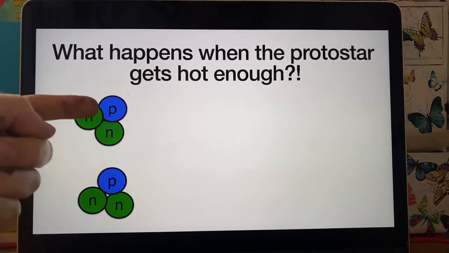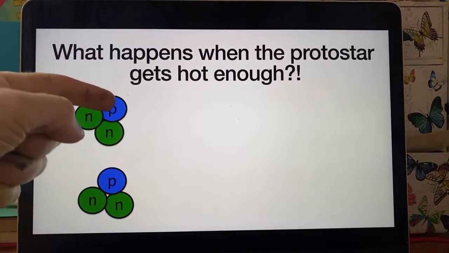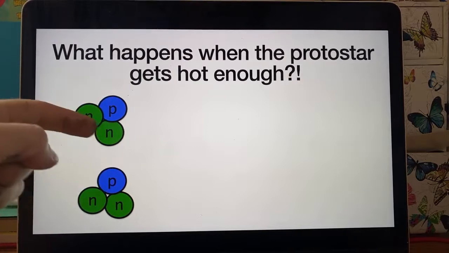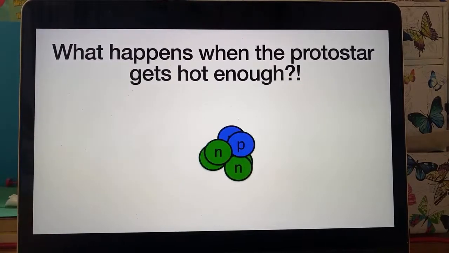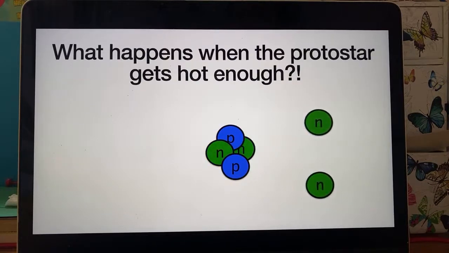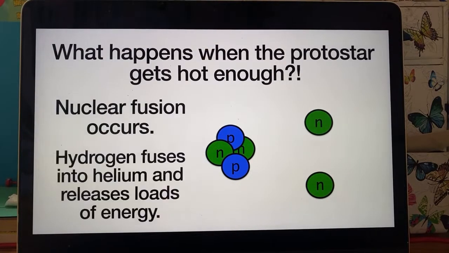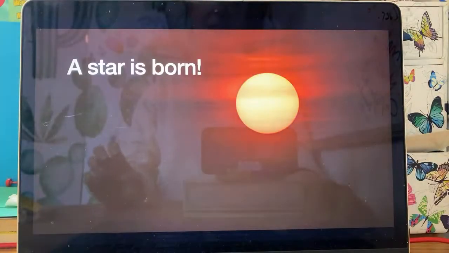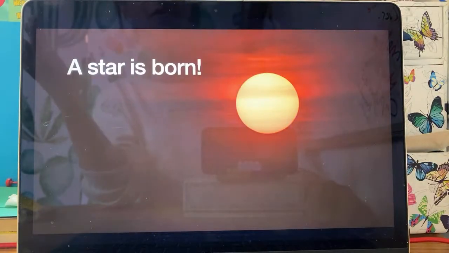Here are 2 hydrogen particles. They look weird, but they've only got 1 proton, so it's definitely hydrogen. There are just a couple of extra neutrons in there. They start smashing together inside this protostar. They don't burn. That's just an effect that I like. But they fuse together to form helium particles, and this is what is called nuclear fusion, and we have learned that that releases a lot of energy, so much energy, and this is when a star is born.